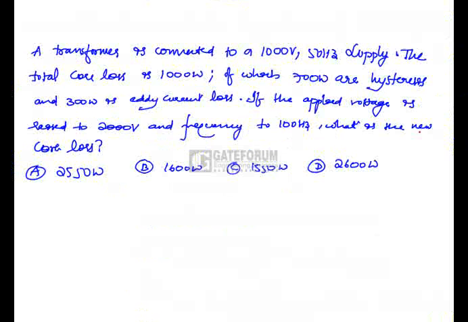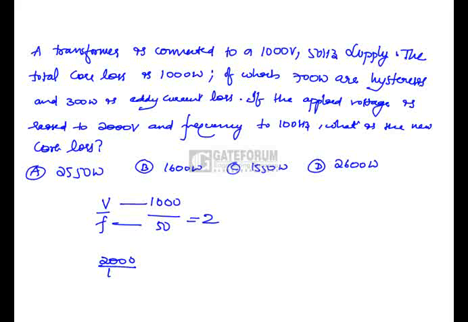A transformer is connected to a 1000 volts 50 hertz supply. The total core loss is 1000 watts, of which 700 are hysteresis and 300 watts is eddy current loss. If the applied voltage is raised to 2000 volts and frequency is raised to 100 hertz, what is the new core loss? Earlier he applied 1000 volts with a frequency of 50 hertz, so V by F is equal to 20. After that, voltage is raised to 2000 volts, whereas frequency is raised to 100 hertz, so the V by F ratio is again 20.